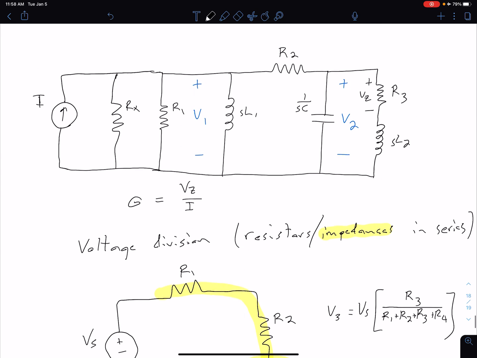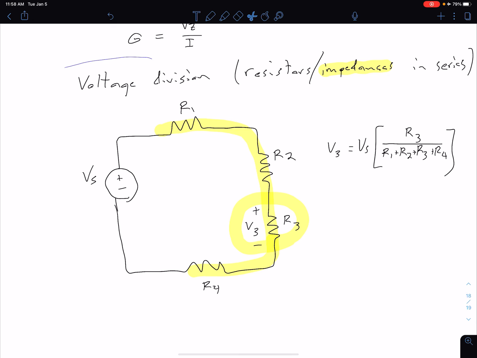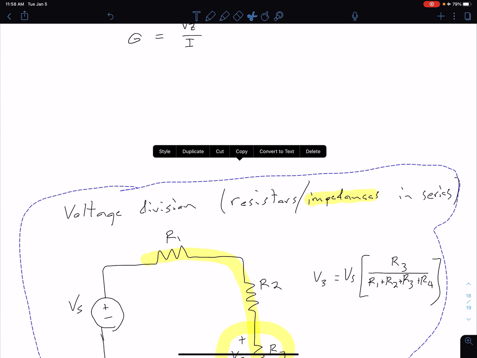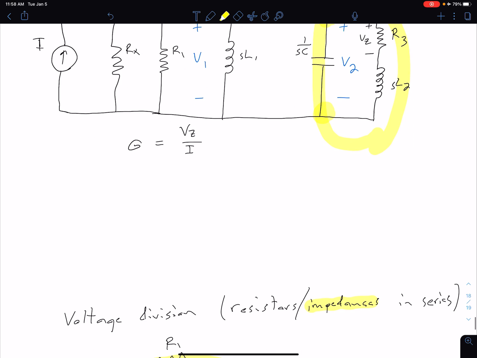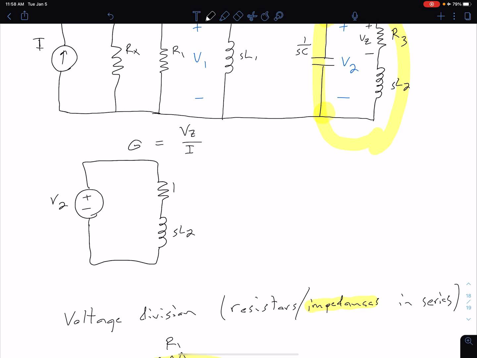Now, if we take that back to this example here, let me move this down a little bit. The biggest difference now is we're working with impedances and we don't necessarily have an explicit voltage source. That's fine, because really we can have anything as our input voltage. In this case, we're talking about the voltage between these 2 points here. So if it helps, we could redraw the circuit and think of it as just some voltage V2, and then we have a resistor and an inductor in series, but again, we're talking about just impedances, so we have SL2 and R3.